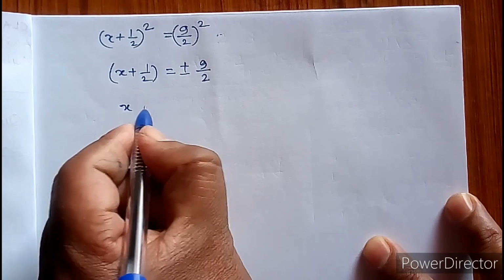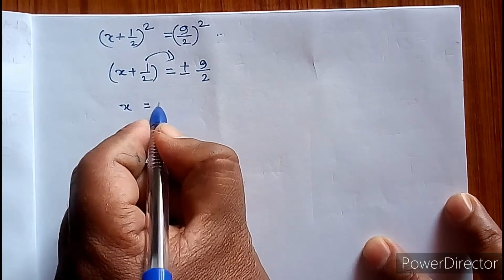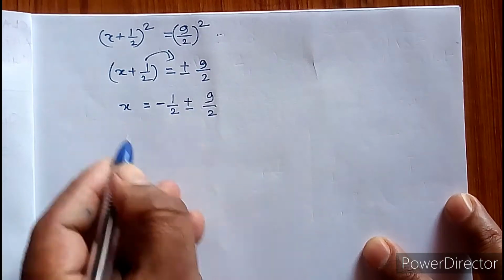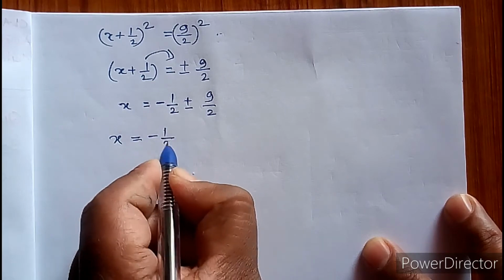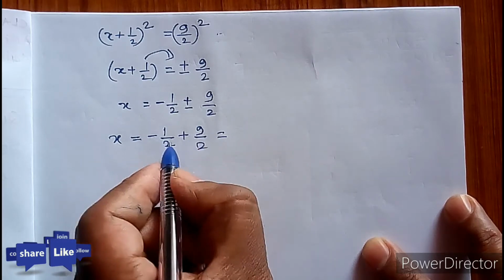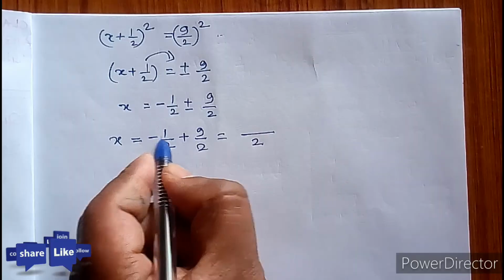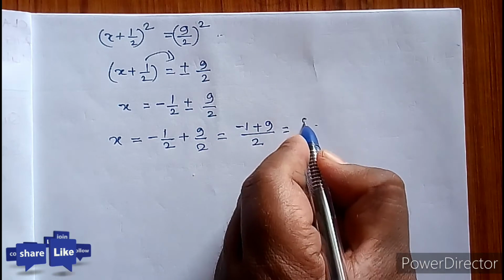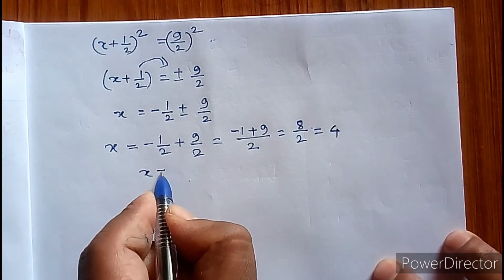This can be written as x equals, now this plus 1 by 2 will be shifted to the right hand side and will become minus 1 by 2, and this plus minus 9 by 2 as it is. Now this becomes x equals minus 1 by 2, choosing the first, plus 9 by 2. Here the denominator is common, so taking the denominator common, minus 1 plus 9 equals plus 8 by 2, which equals 4. We get the first value, that is x equals 4.